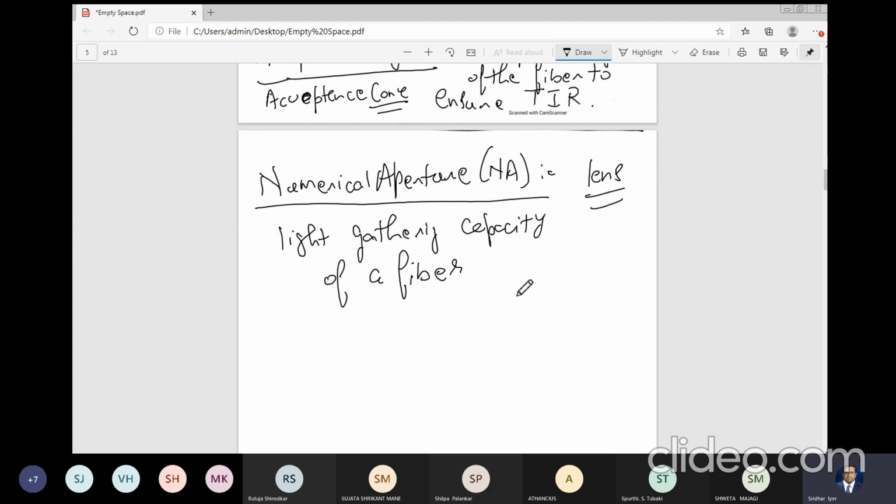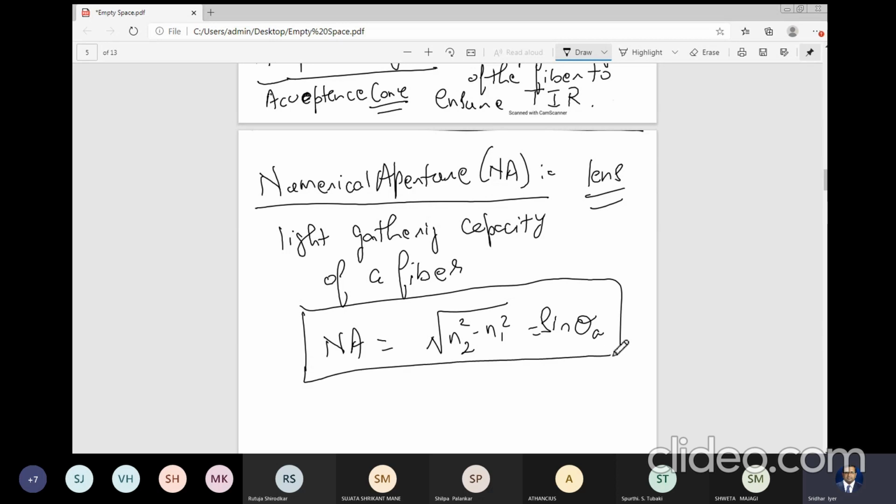I'll just give you the formula now. We still have to derive it, and once we do that, you'll see exactly how it is. The formula basically is, you don't have to remember this. Once we derive it, you'll understand. The formula is NA is root of N2 square minus N1 square, which is also sine theta A, right? So this, again, I state you don't have to remember this formula. We'll derive this probably in tomorrow's lecture, right?